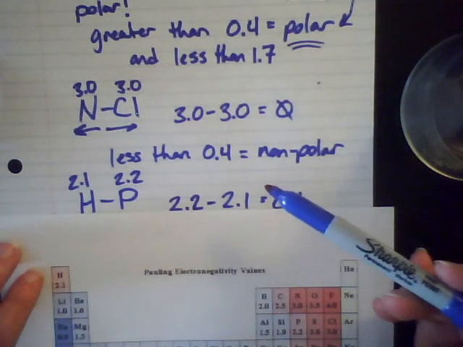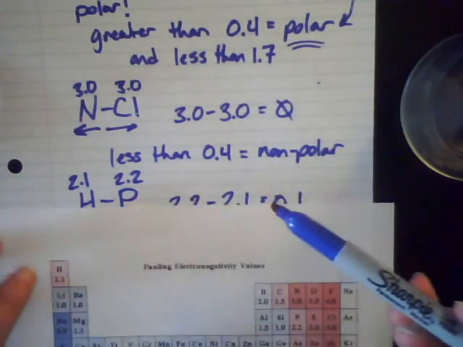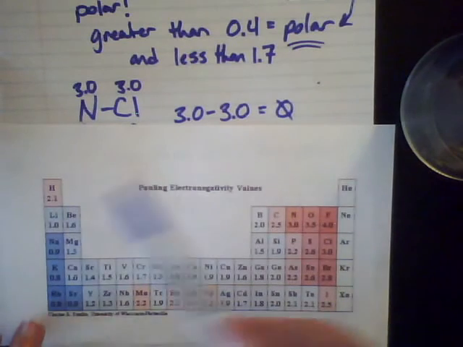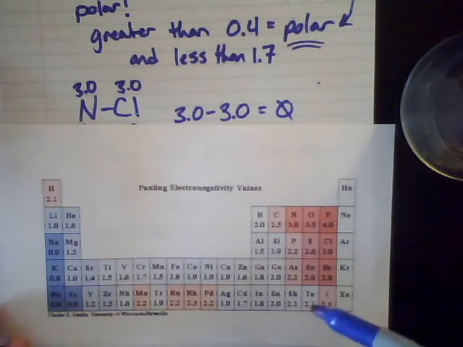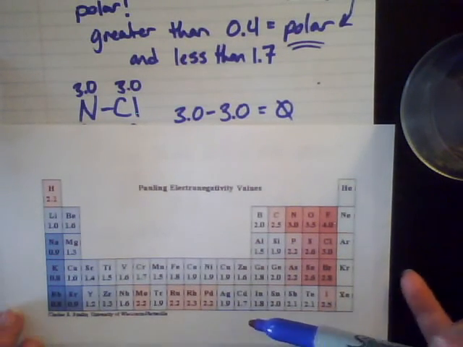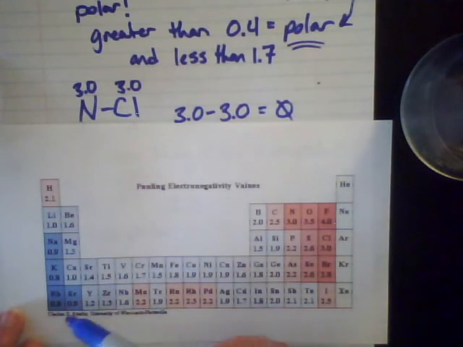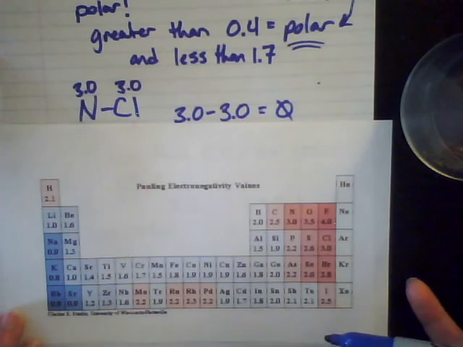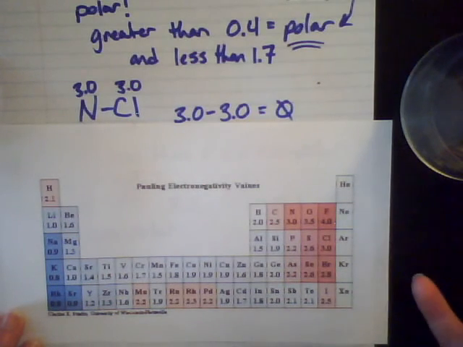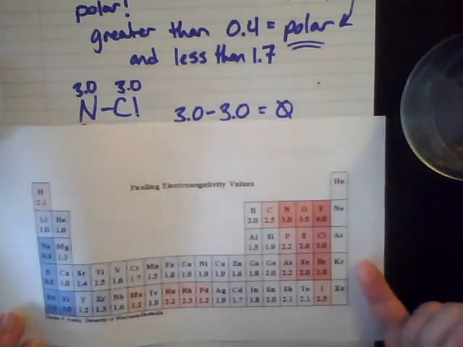Now this isn't super high level math, we're just taking the differences here, but again, I do want you to know how to use this table and not necessarily have it memorized. A useful thing to know though would be that trend, that as you go from the left to the right, you have increasing electronegativity, and as you go from the bottom to the top, you also do as well.